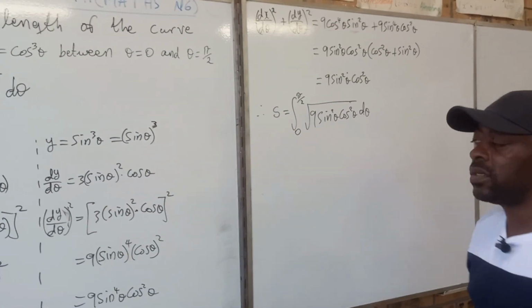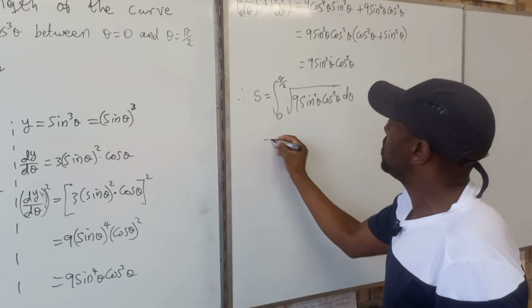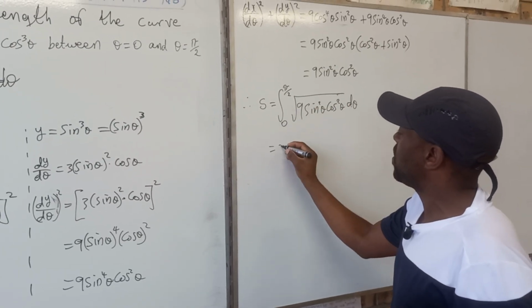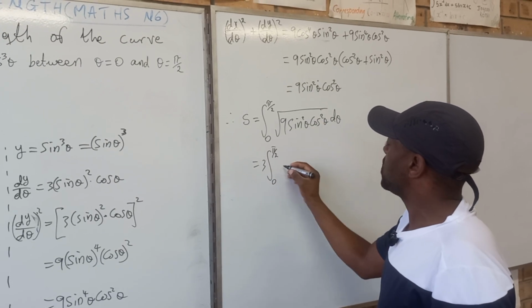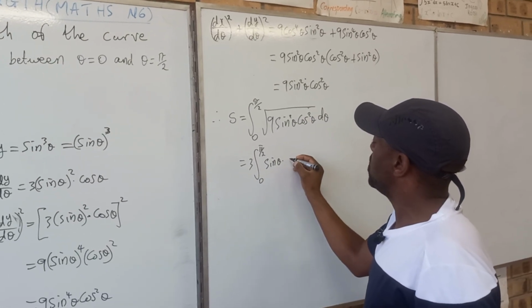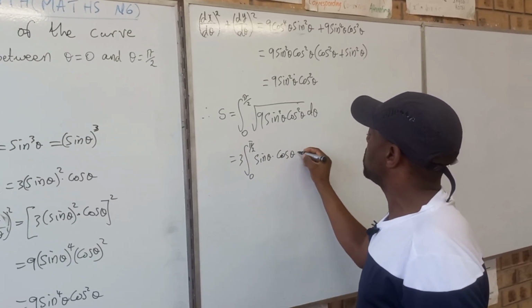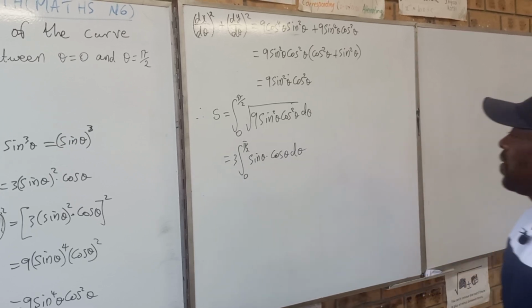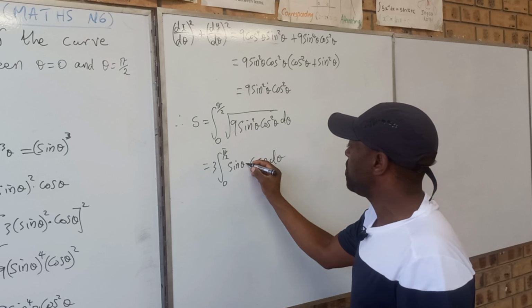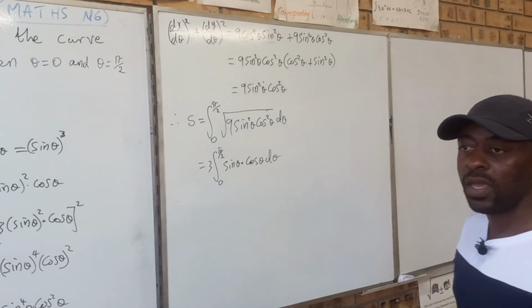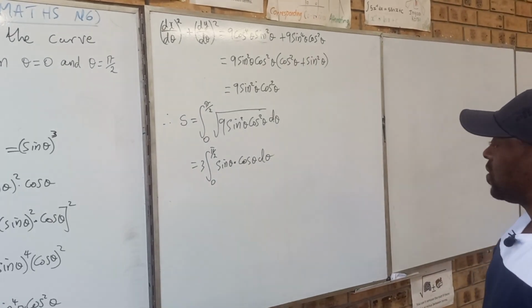So that is what I get, which if you take that square root, the square root of 9 is 3. 3 is a constant. You step it out. Then the square root of sine square is sine. The square root of cos square is cos. Then d theta. So that's what we are left with to integrate. So what we need here is just our integration techniques.